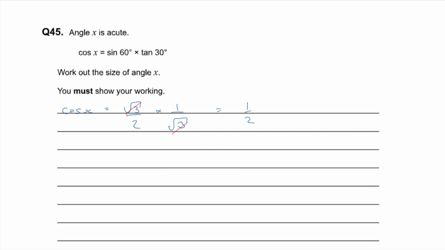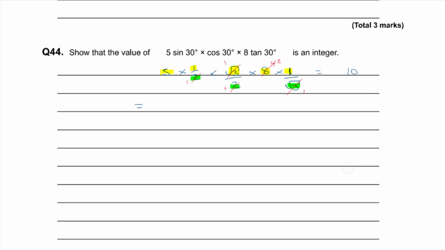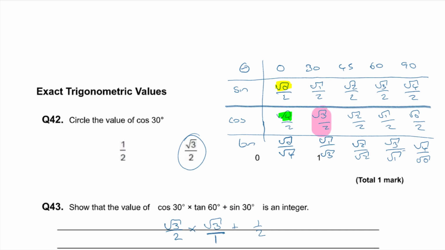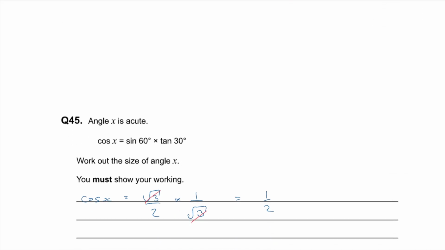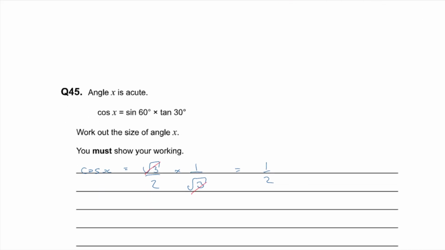Work out the size of angle x. Well, coming back to my table, which angle has a cos of a half? Well, it's that one there, isn't it? It's root 1 over 2, that one, because root 1 is just 1 over 2. So if cos 60 is a half, that means that x must be 60. X is 60, because it's the cosine of 60 that has a value of a half. Okay, x is 60.